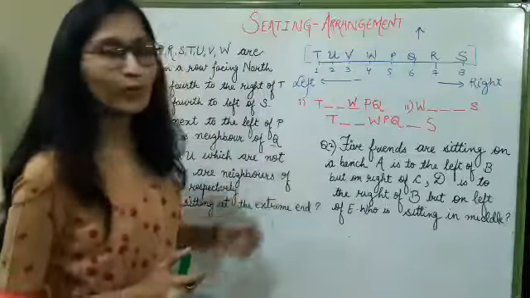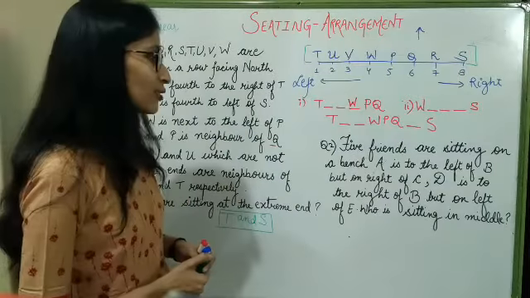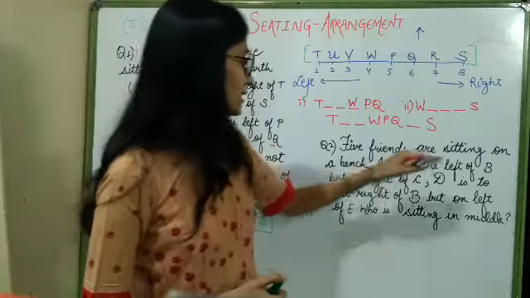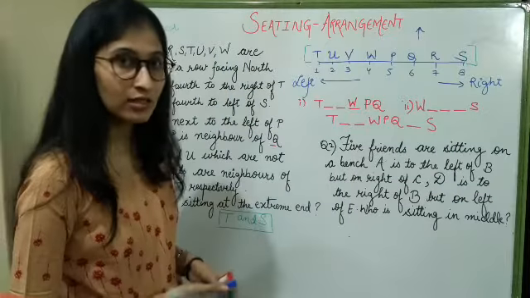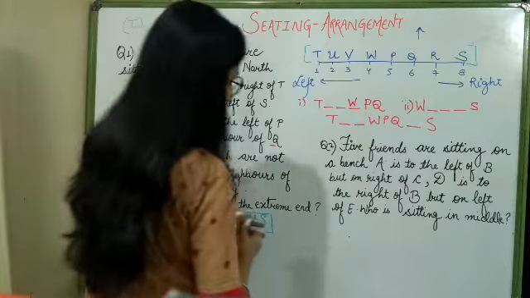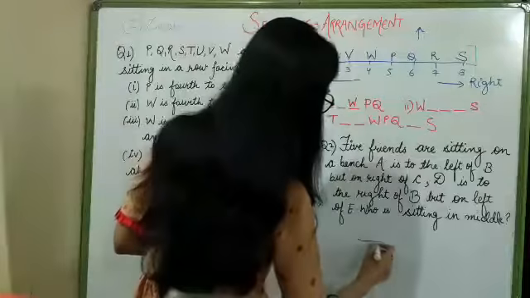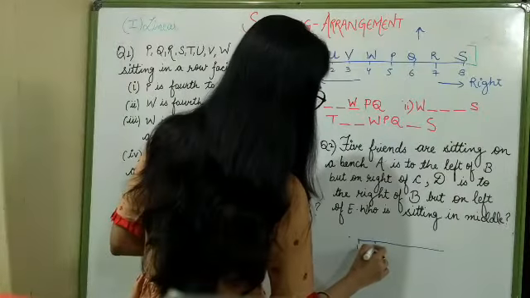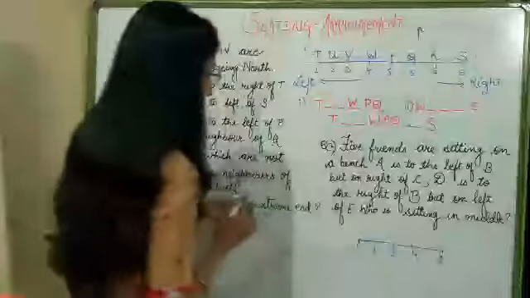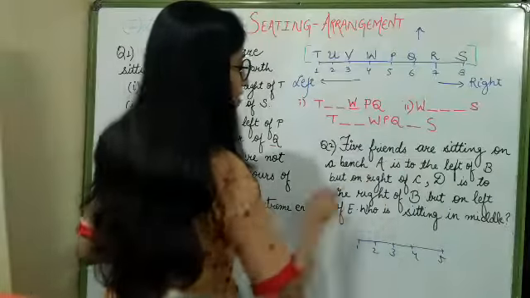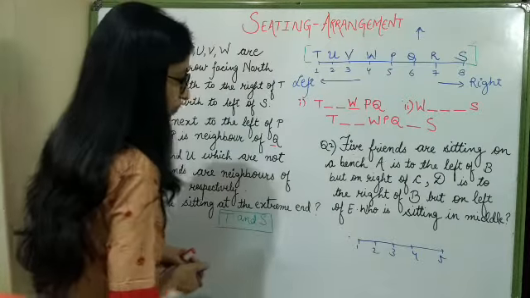Now let's discuss one more question based on this. The question is: 5 friends are sitting on a bench. So I have to now place 5 students. So let's say 1, 2, 3, 4, 5. Now it is: A is to the left of B.